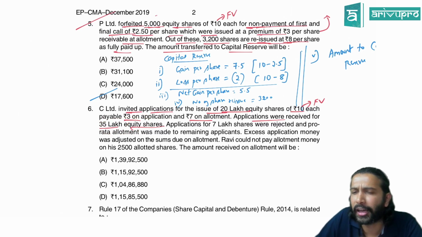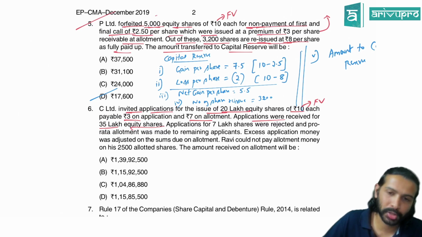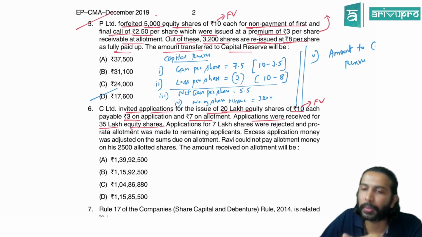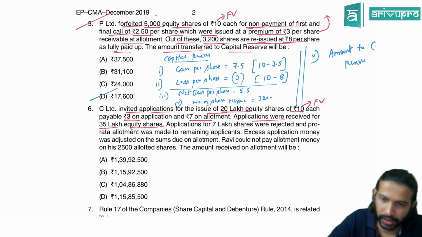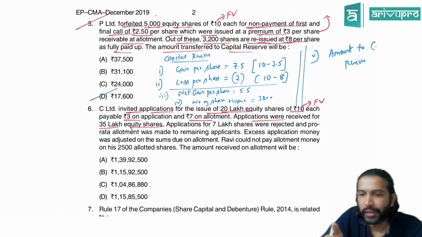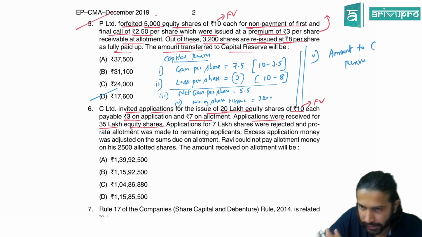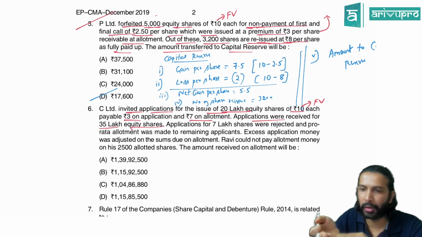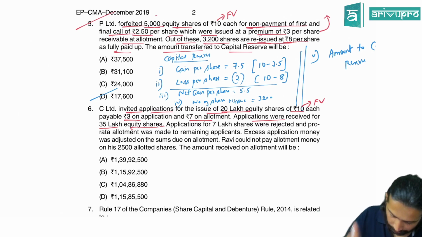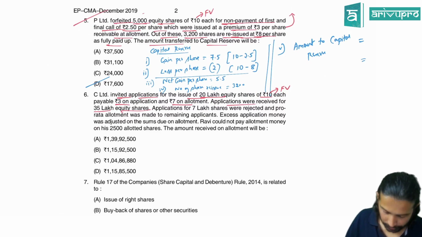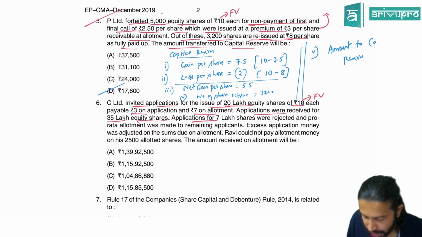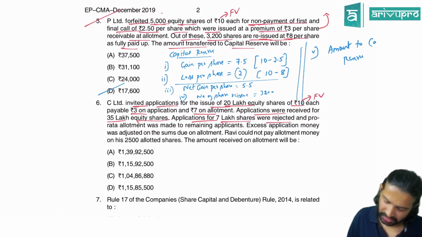That means again a case of what? This scenario we call it as what? Oversubscription. So in case of oversubscription, directors can either reject the excess application money or they can go for pro rata allotment. Yes, those are the few options available with the directors. Let us see what the company wants to do here. Applications for 7 lakh shares were rejected. They said 7 lakh.